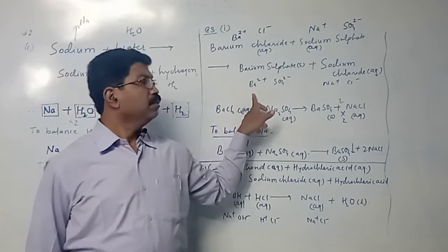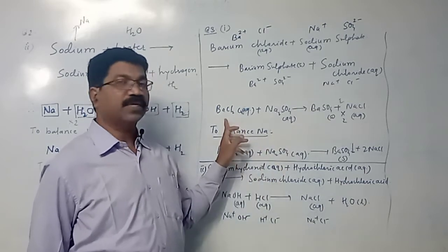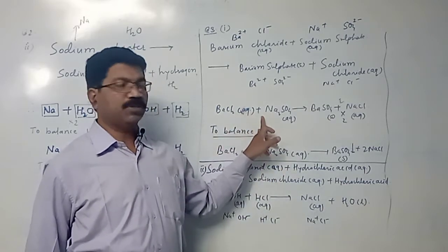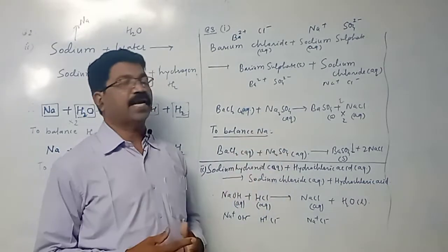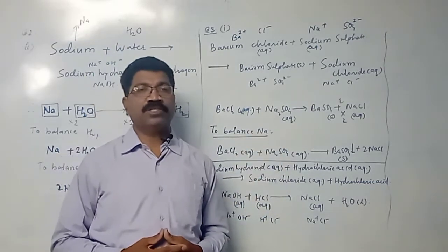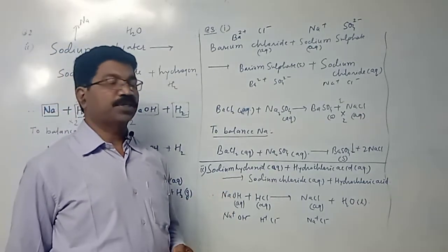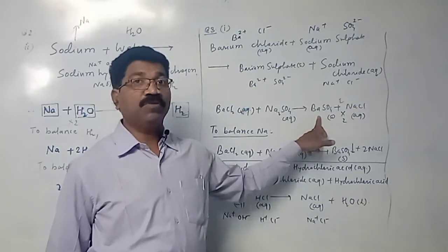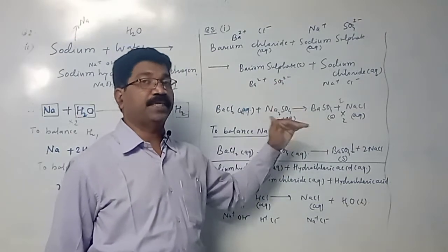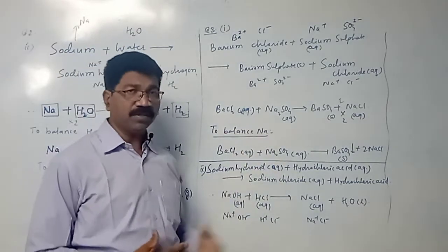Then next is sodium chloride, it is NaCl. So what can you write here? BaCl2 plus Na2SO4 gives us BaSO4 plus NaCl. All these things are aqueous, which means the reaction is going to occur in a water medium. But BaSO4 produced on the product side is not soluble, so it will form a precipitate. So BaSO4 is in the solid state. This way you can write the reaction in symbols.